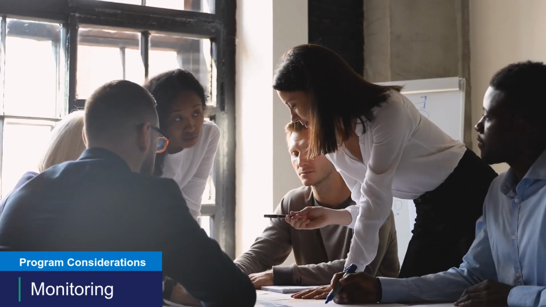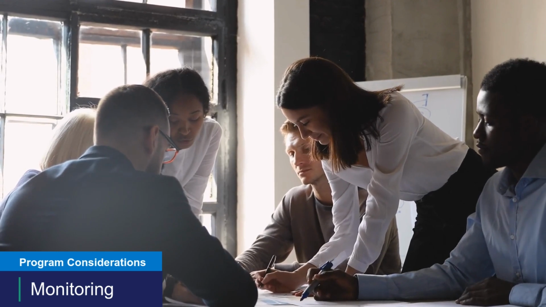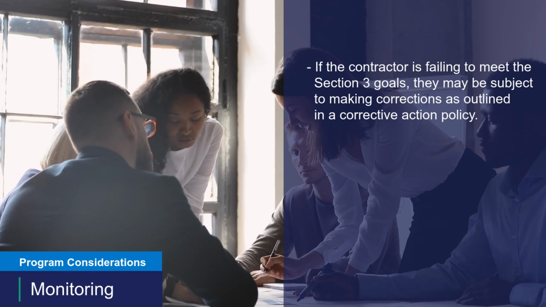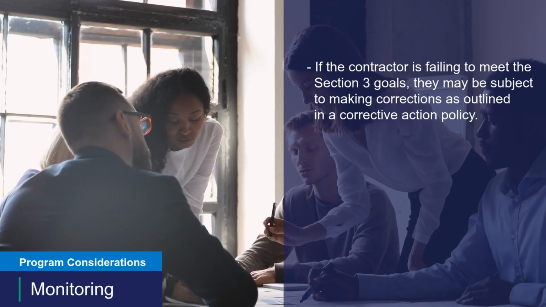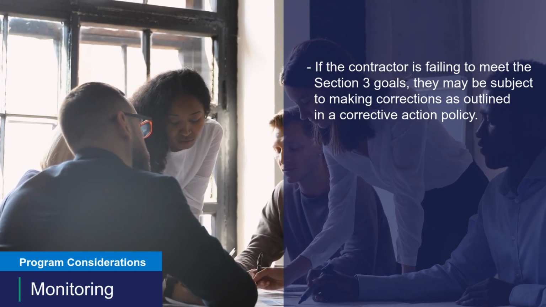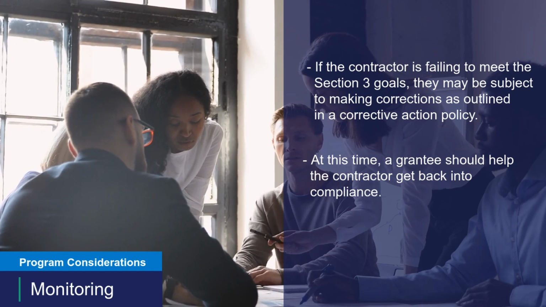After a monitoring visit or desk review, grantees will determine if the subcontractor or contractor is complying with Section 3. If the contractor is failing to meet the Section 3 goals, they may be subject to making corrections as outlined in a corrective action policy. At this time, a grantee should help the contractor get back into compliance.